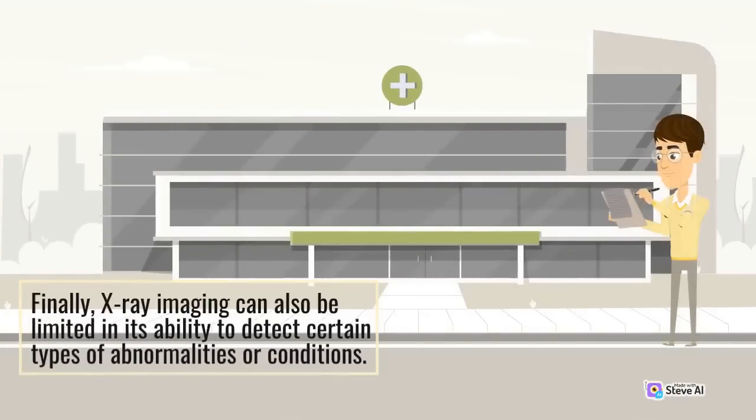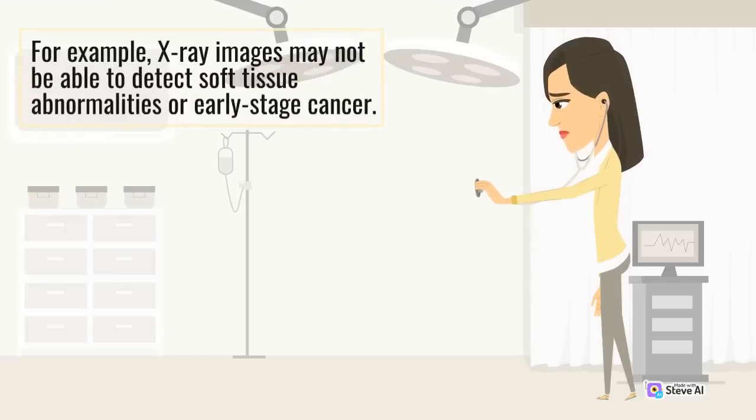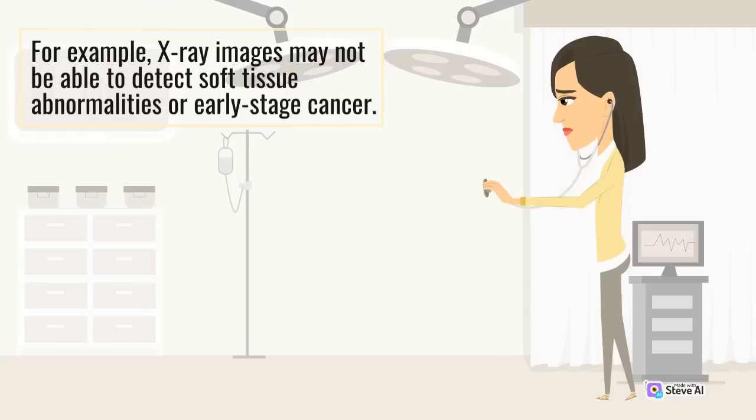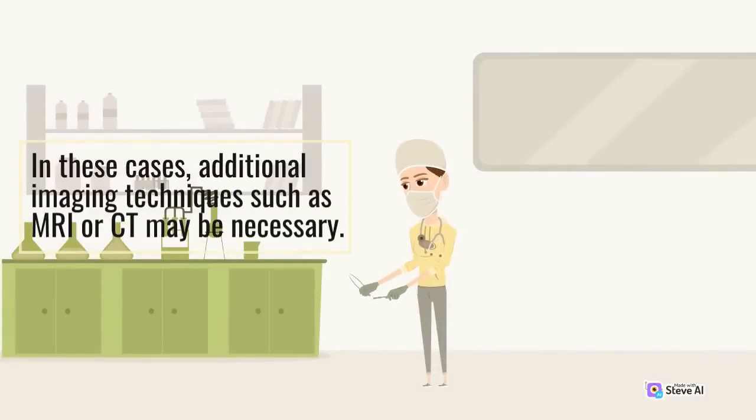Finally, X-ray imaging can also be limited in its ability to detect certain types of abnormalities or conditions. For example, X-ray images may not be able to detect soft tissue abnormalities or early stage cancer. In these cases, additional imaging techniques such as MRI or CT may be necessary.